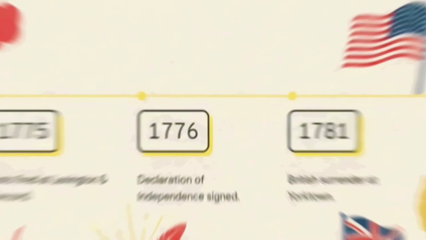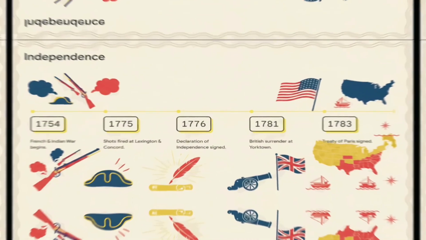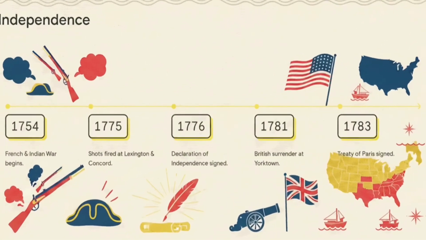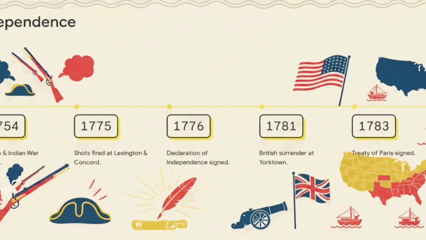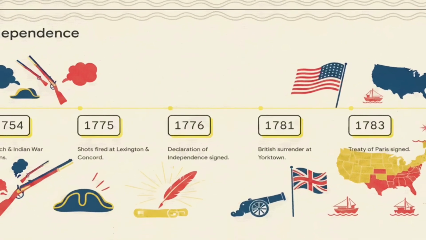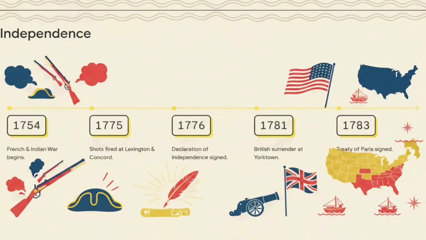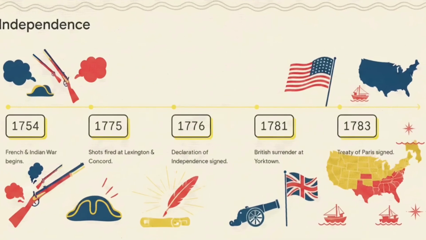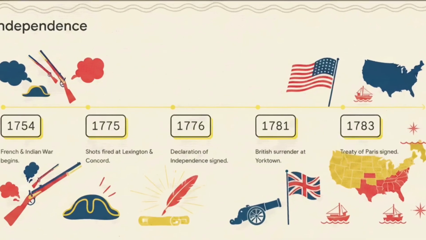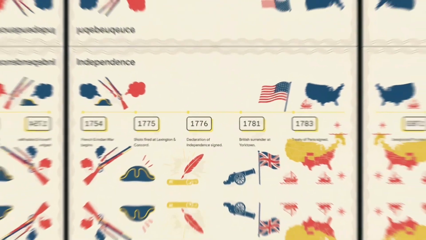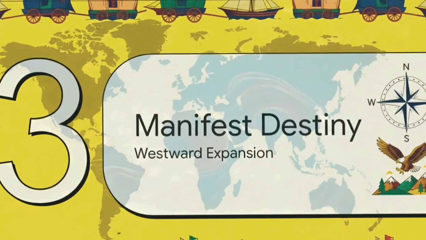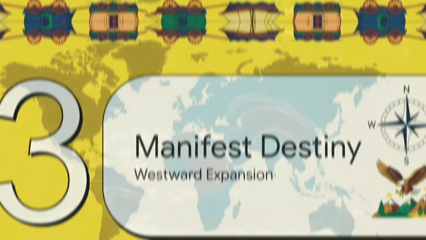It's wild to see how quickly the colonies transitioned from a localized rebellion into a fully independent nation, from the very first shots at Lexington and Concord in 1775 to the Declaration of Independence just 1 year later, and the final British surrender at Yorktown. By the time the Treaty of Paris was signed in 1783, this brand new nation's borders stretched all the way from the Atlantic across to the Mississippi River. Let's dive into Section 3, Manifest Destiny and Expansion.